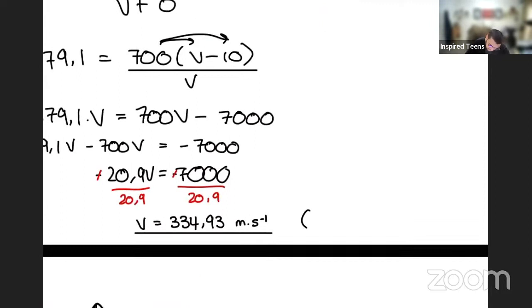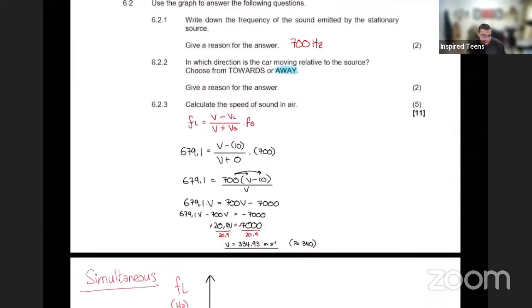Remember, we were expecting plus minus 340 because that's normally the constant. So that's perfectly fine, right? Sometimes you'll even get 350, which is fine, 355. If you're getting like 227, that's something wrong. Okay, so expect around 340 if they're asking you to calculate the speed of sound in air, not the velocity.